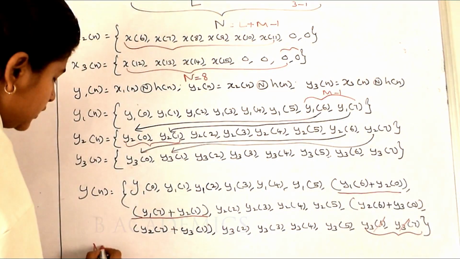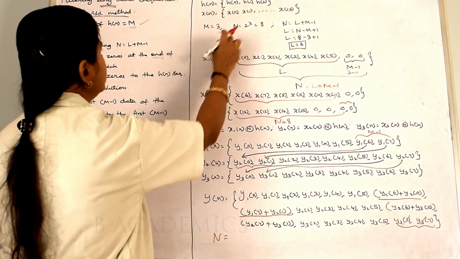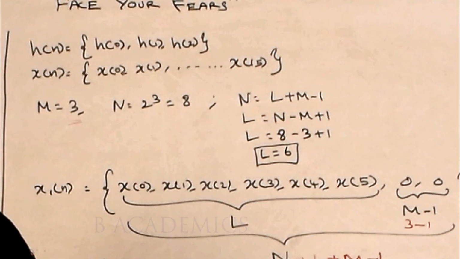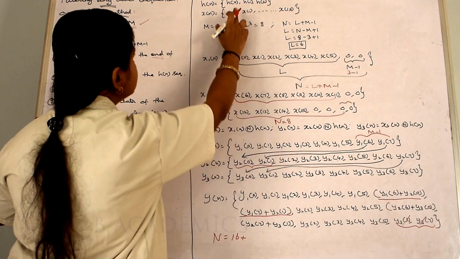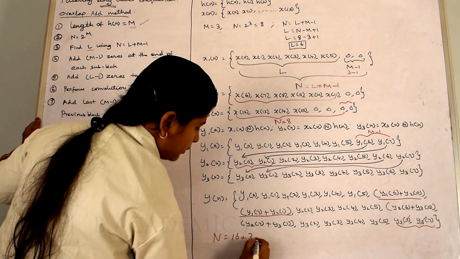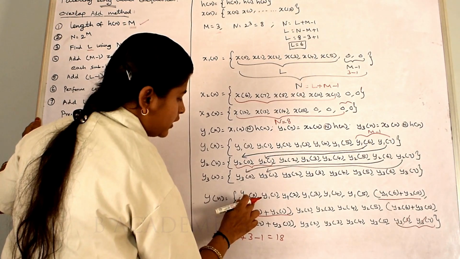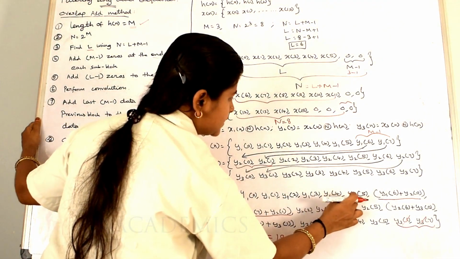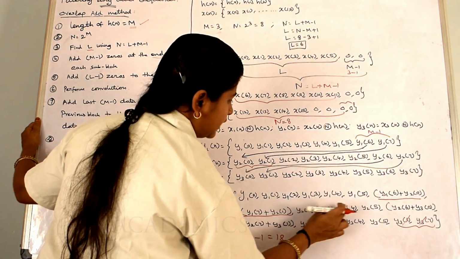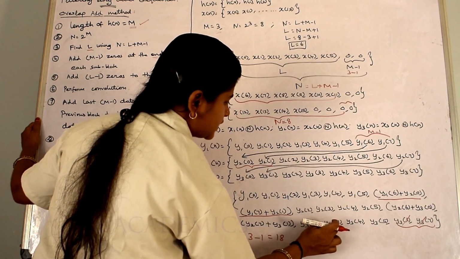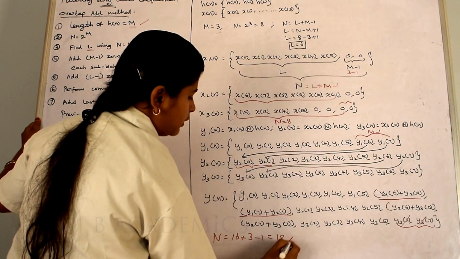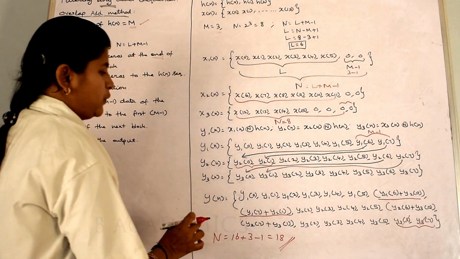What is your length? N is equal to the input given, 16, plus the impulse given, 1, 2, 3, minus 1. So 19 minus 1 gives you 18. So you can check it: 1, 2, 3, 4, 5, 6, 7, 8, 9, 10, 11, 12, 13, 14, 15, 16, 17, 18. So this will be your length of the output sequence.